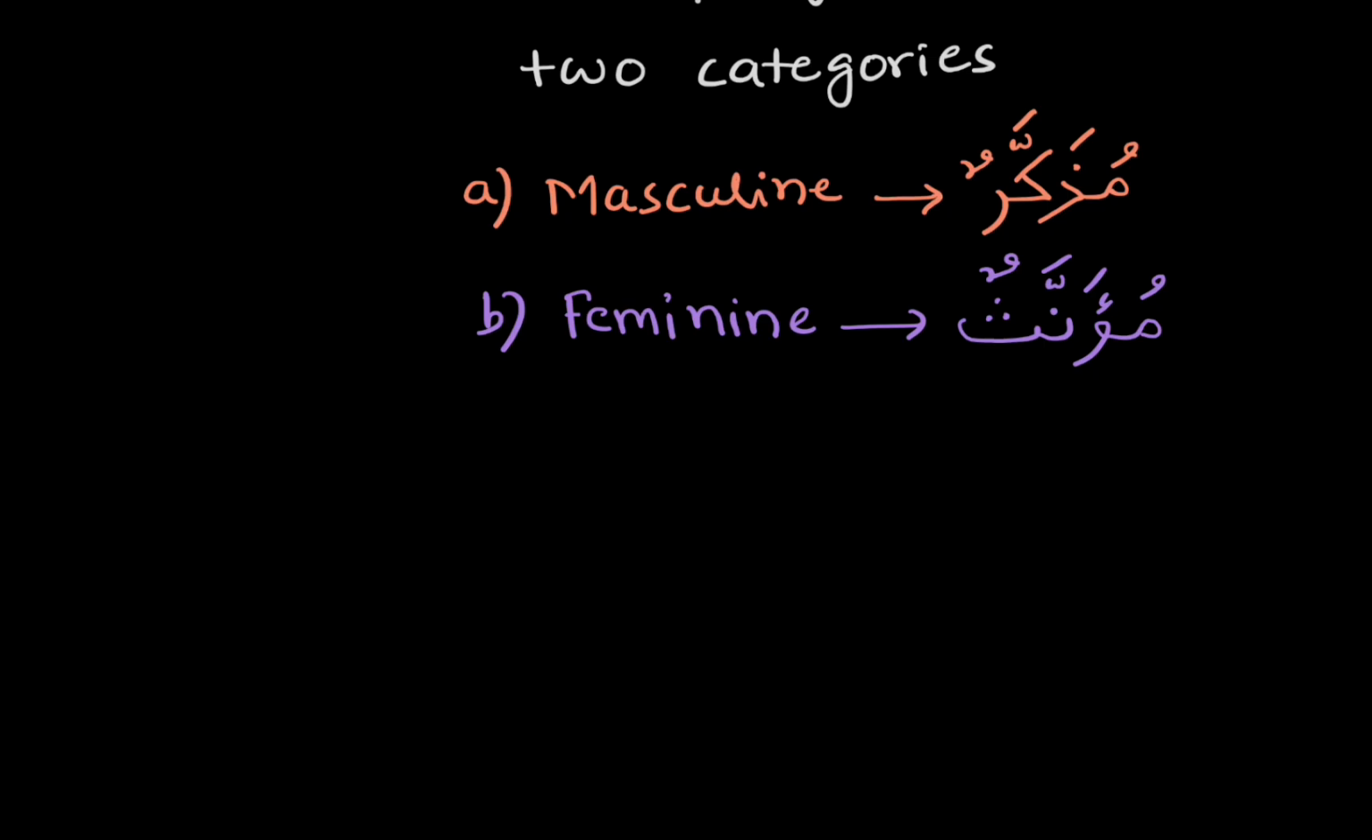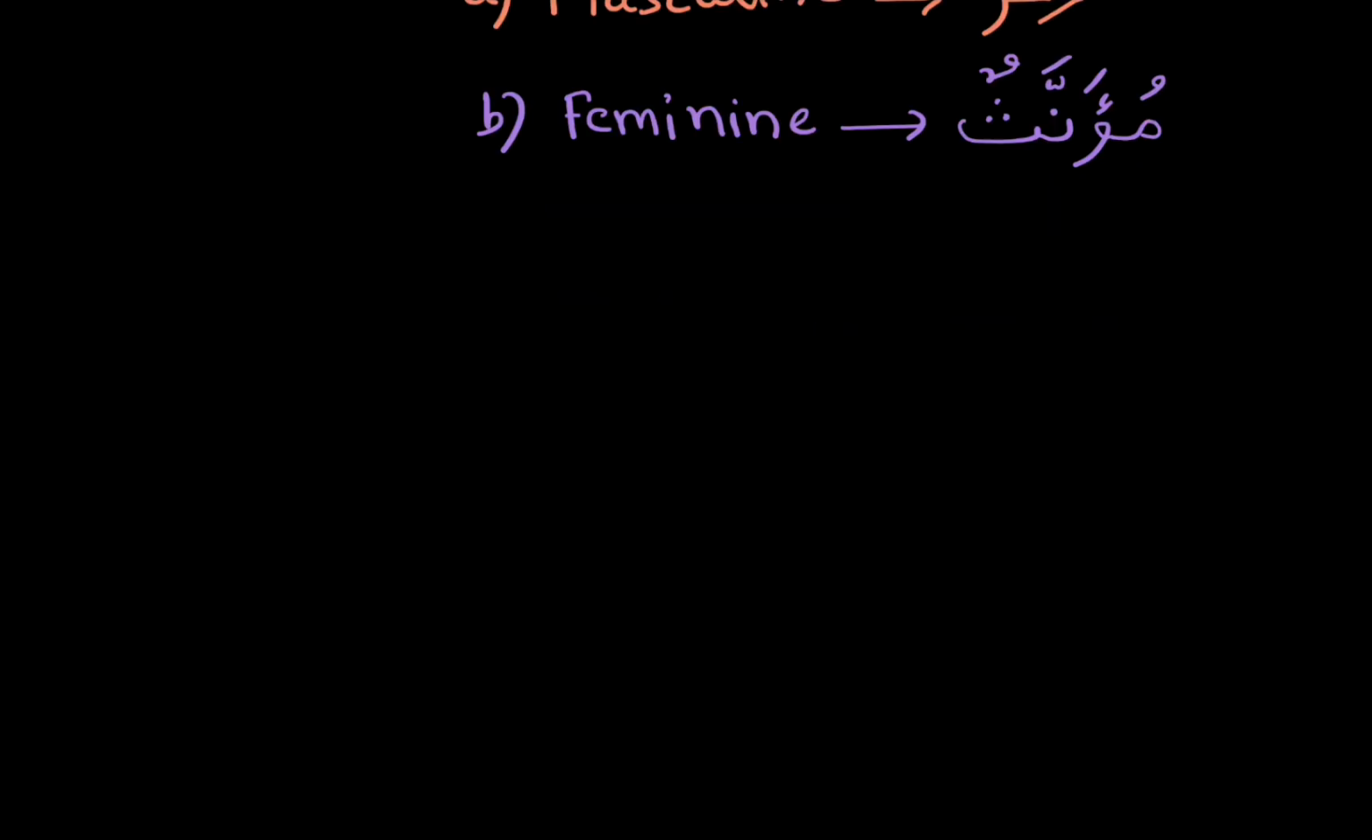So these are the four properties of an ism, that is DING. D stands for definite or indefinite. I stands for i'rab, that is the state of a noun: marfu, mansub or majroor. N stands for number, that is singular, dual or plural. And G stands for gender, divided into two categories, masculine and feminine. The masculine is known as muzakkar and the feminine is known as muannas. Now let us learn in detail the characteristics of an ism.